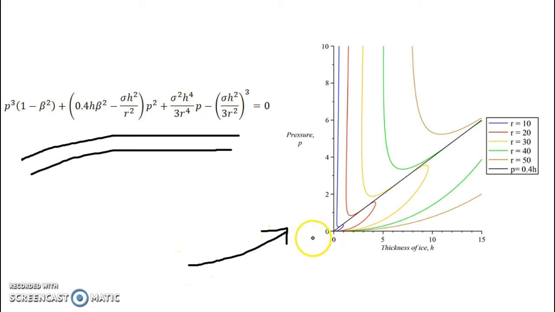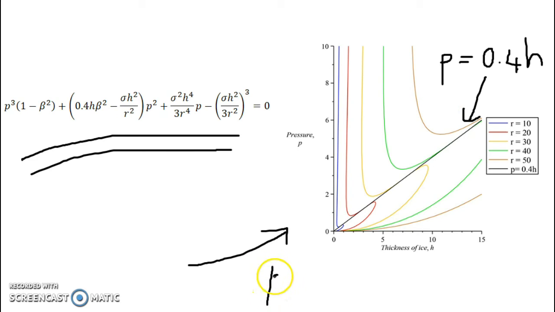As we can see, there's the line of P equal to 0.4 H, just like in problem 1. But unlike in problem 1, this time, in order to yield the result of P, the pressure must be greater than 0.4 H.